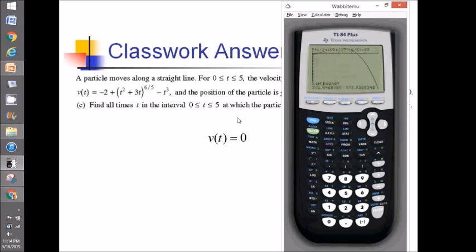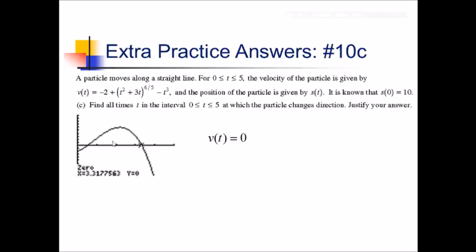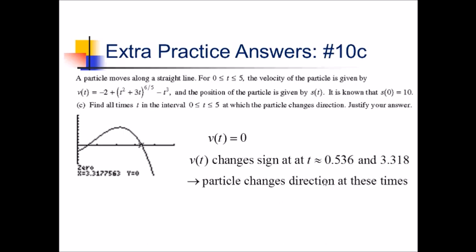So we have a 0. I'll do left bound 0 so I don't have to keep moving over to that direction. And then we'll move the spider a little bit past it. Press enter again. We've got 0.536 over there. And for the other 0, that's going to be between, it looks like, 3 and 4. Press enter one more time. That's 3.318. So we had this spot here at 0.536 and this spot at 3.318. So that means that since velocity is changing sign at those, the particle is changing direction at these times as well.